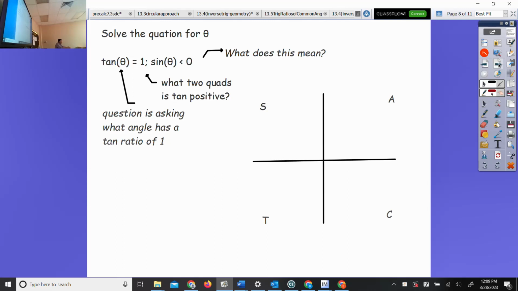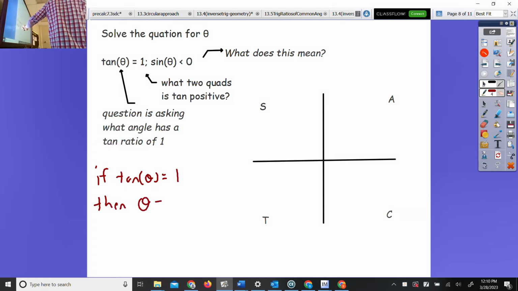You guys even take geometry off your phone. I showed you this Thursday before break. Tangent of theta is 1. To free up theta, you have to do the opposite action. What's the opposite of tangent? Arctangent. You have to do the inverse operation.